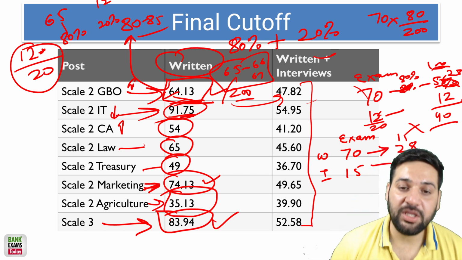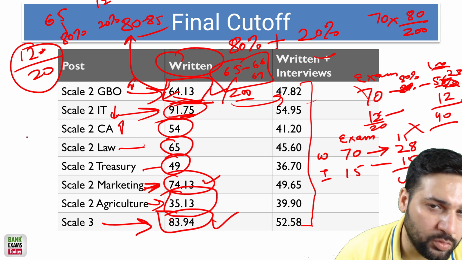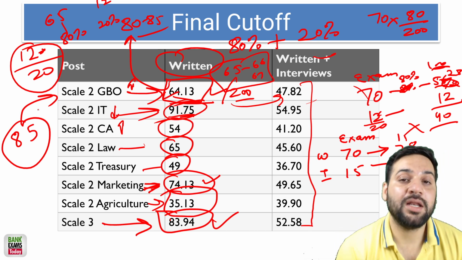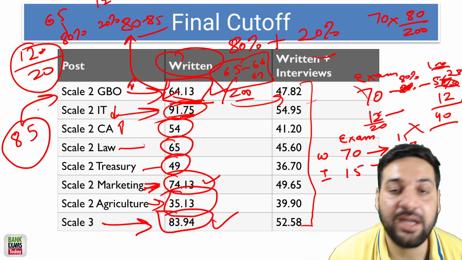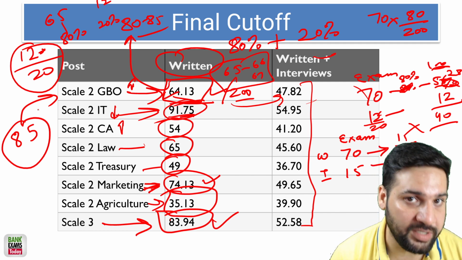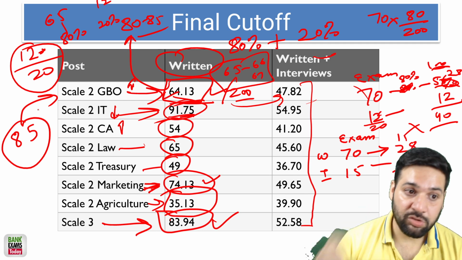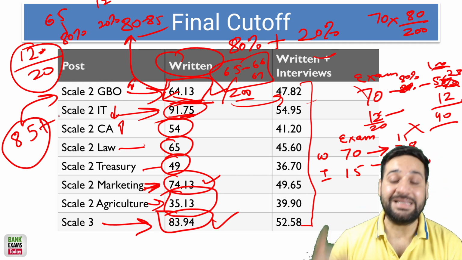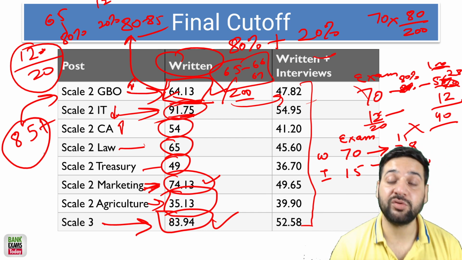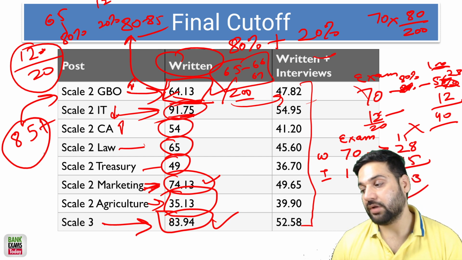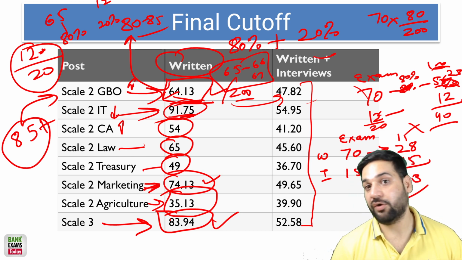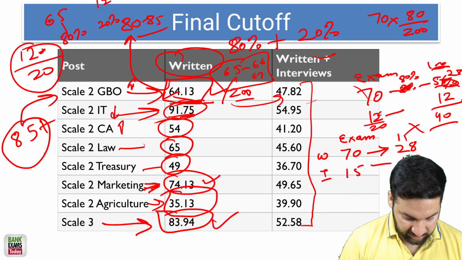So for the GBO, according to me, a good score would be 85. In case you are from Kerala or Tamil Nadu and you are looking for a job in your home state, then you should target 85 plus in the written exam and at least 15 plus in the interviews to get a job in your home state, the state where you are from. Okay, so that's all for today, students.